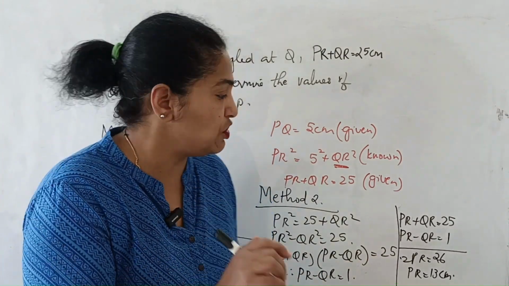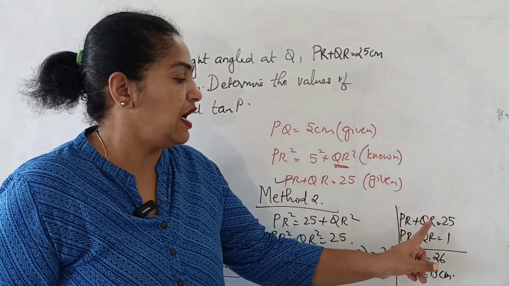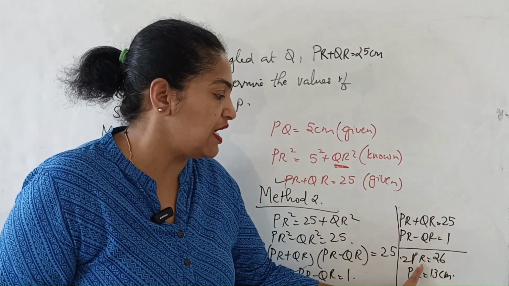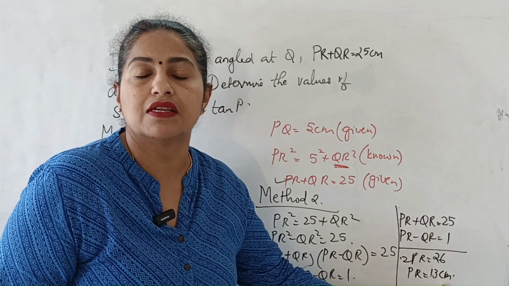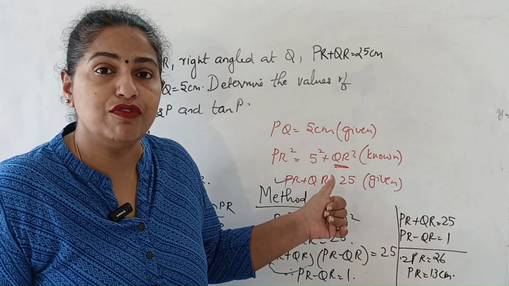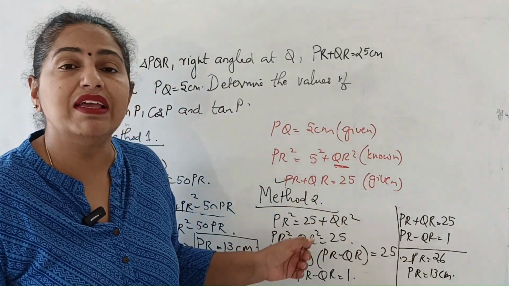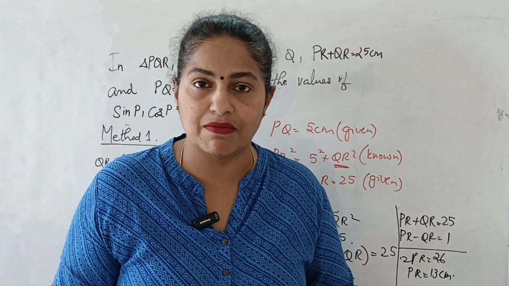I have got two equations. One is PR plus QR and one is PR minus QR. I am adding both the equations. I will get the value of PR as 13. Now I can find the value of QR as 12. This is a very beautiful way of solving those particular equations by using the identity a square minus b square.